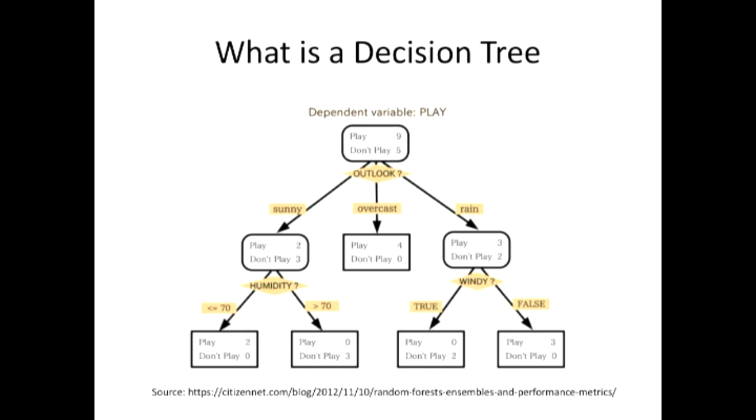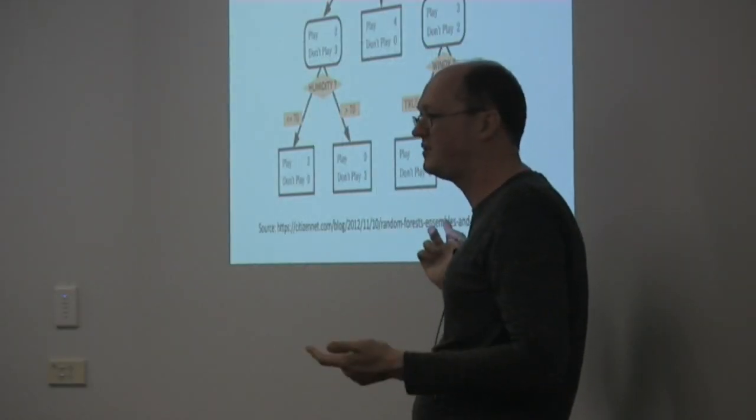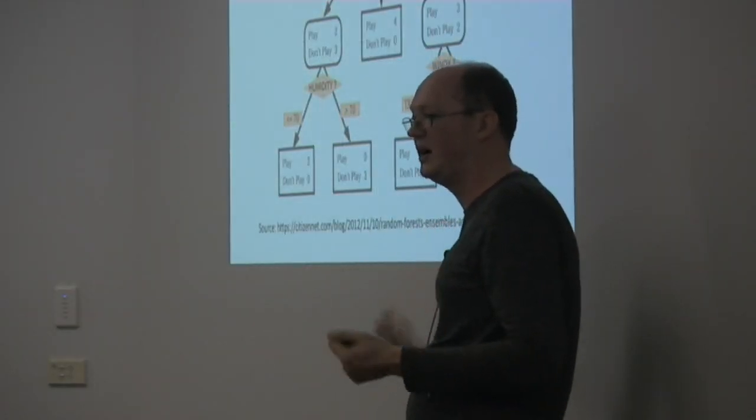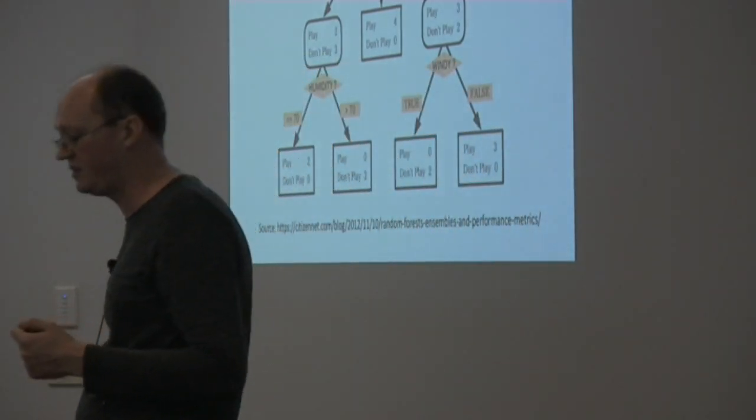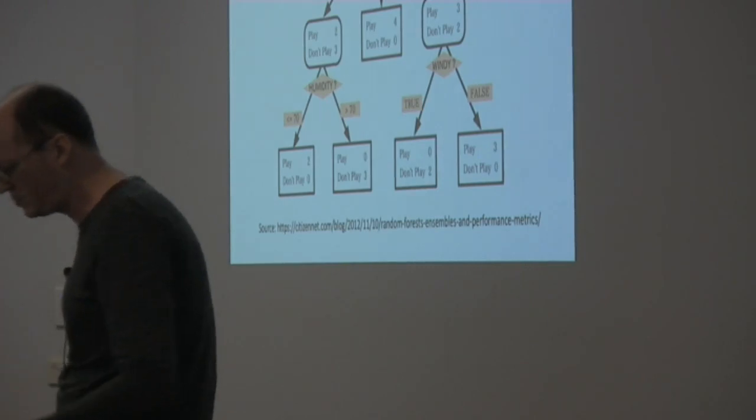But a random forest is a collection of, really typical numbers would be somewhere between 10 and 1,000 of these taken as a collection. And you use them in a way that you average the results from all of them to achieve the desired result. So that's what the random forest is.